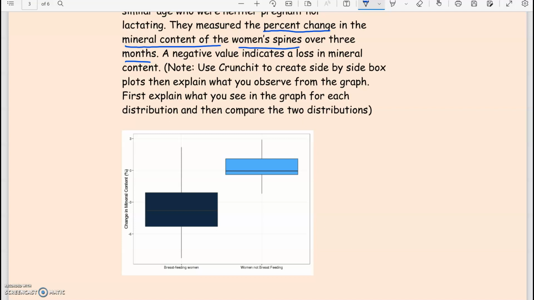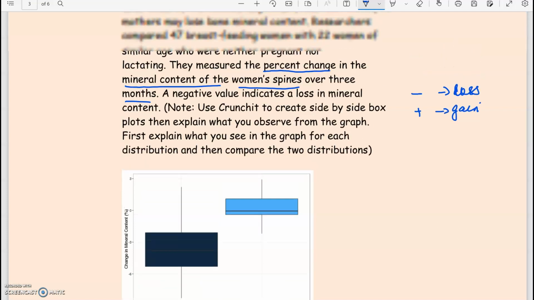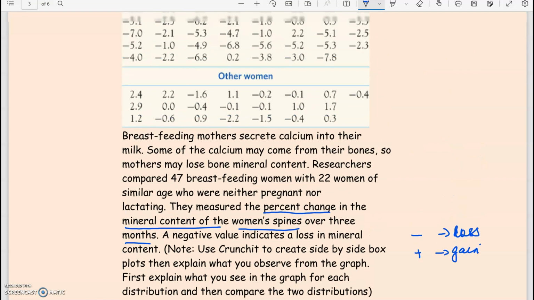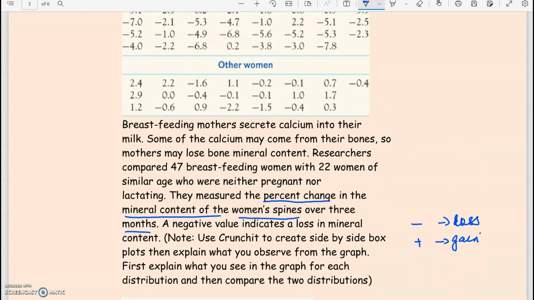So if the change is negative, that would mean that the women lost mineral content. So negative means a loss of mineral content, and a positive would mean a gain of mineral content. So it's important to read the question carefully and try to really understand how the measurement is done and what exactly the numbers mean.